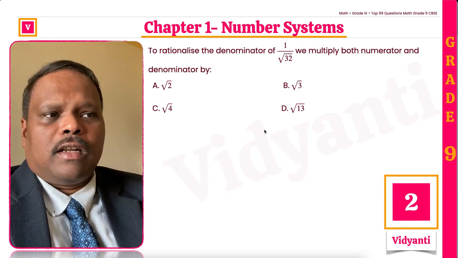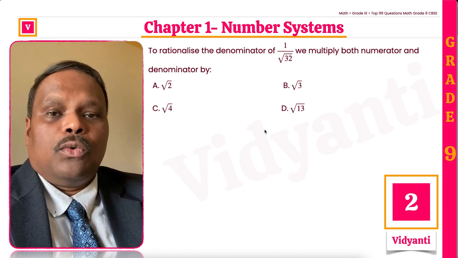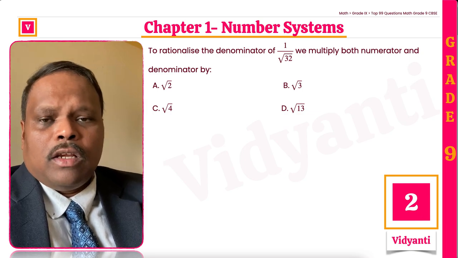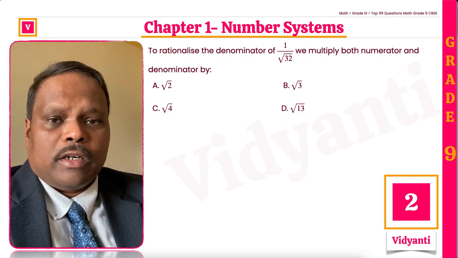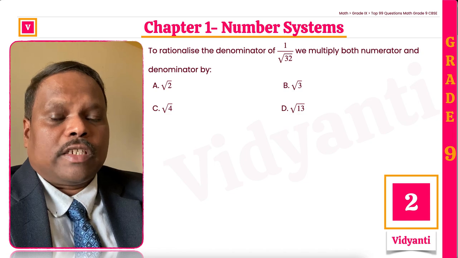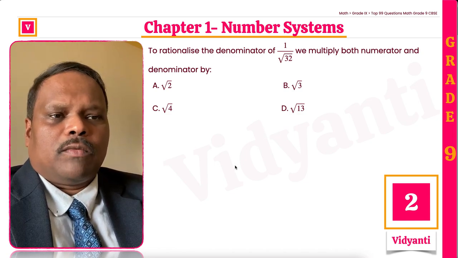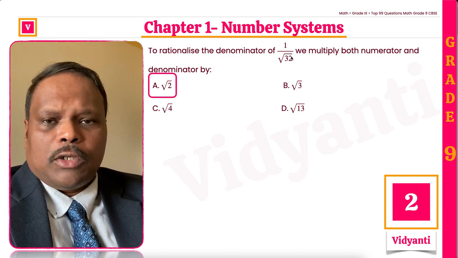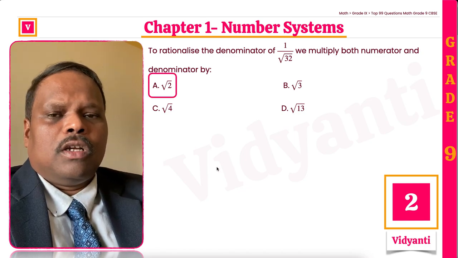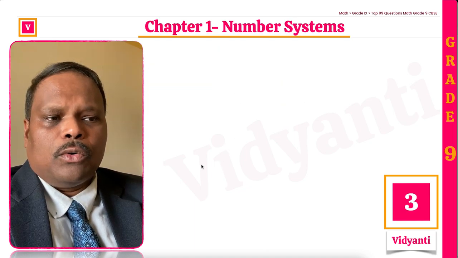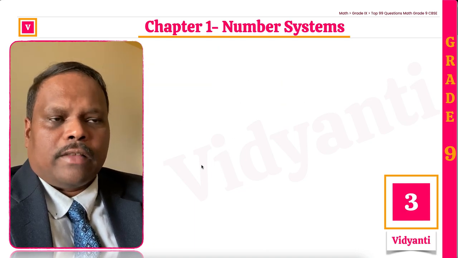Rationalize the denominator of 1 over root 32. Now some of you will say, oh, just multiply numerator and denominator by root 32. That's not the way. Root 32 can first be split up. We don't have to go all the way with root 32. First of all, we are going to split root 32 as root 16 times root 2. Root 16 is 4, so 4 root 2. That means we have to take care of only root 2, and then that is the answer.